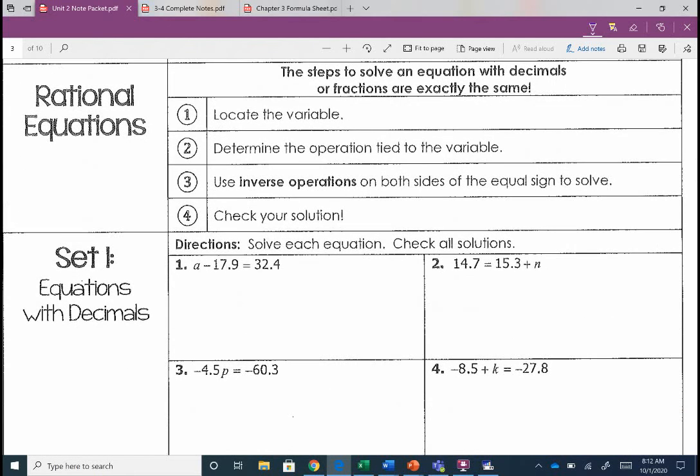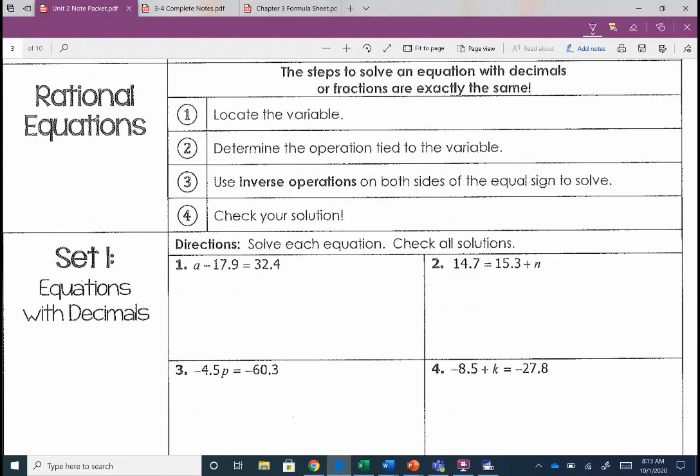The steps aren't going to change, so don't be like, oh my gosh, Miss Colley, I'm just finally starting to wrap my head around this, and now we're going to do something new. That's not what's going to happen. We're going to get some more practice with the same stuff. So if you go to the next page in your packet, we're going to look at some equations with decimals today. And we will look at some equations with fractions today as well.